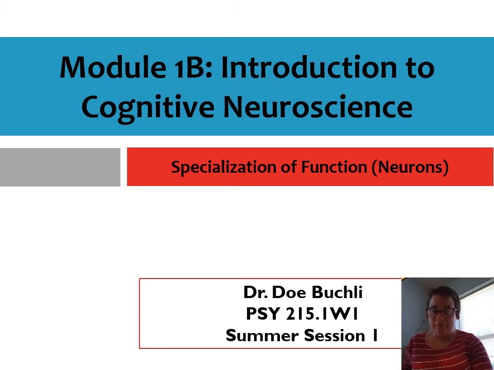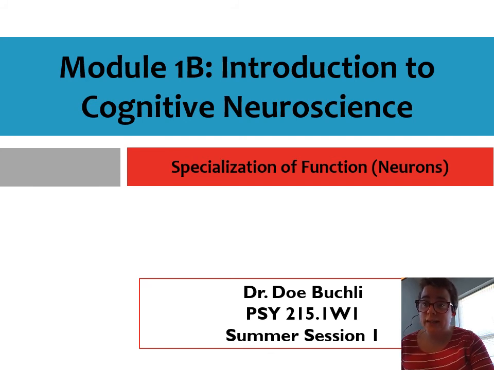All right, hello everyone. So this series of videos is going to review and supplement content from Chapter 2 of your textbook, which provides an introduction to cognitive neuroscience. Okay, so in this particular video, I am going to talk about a concept referred to as specialization of function. And actually, the next three of my lecture videos are going to focus on the idea of specialization of function.